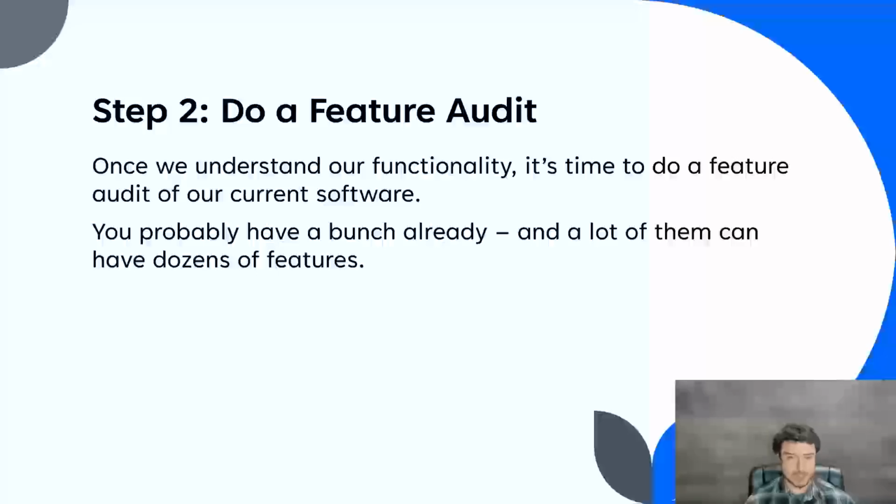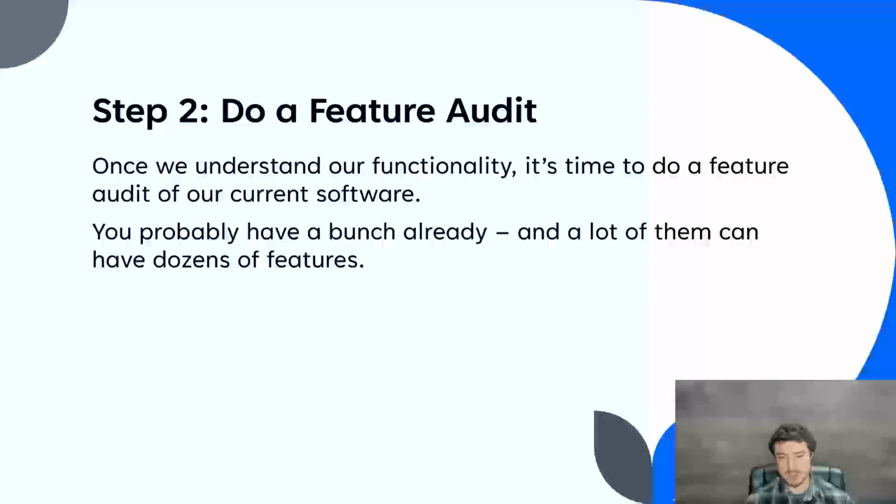And so once we understand our functionality, it's time to do a feature audit of our current software, because you probably have a bunch of software, and some of those can have dozens of features, maybe more, maybe less, but a lot of them have a lot of features. And so again, if we're doing it very targeted, we know that we only need this very particular materials thing, and we're not going to need anything else for the foreseeable future. We can just do that targeted thing.